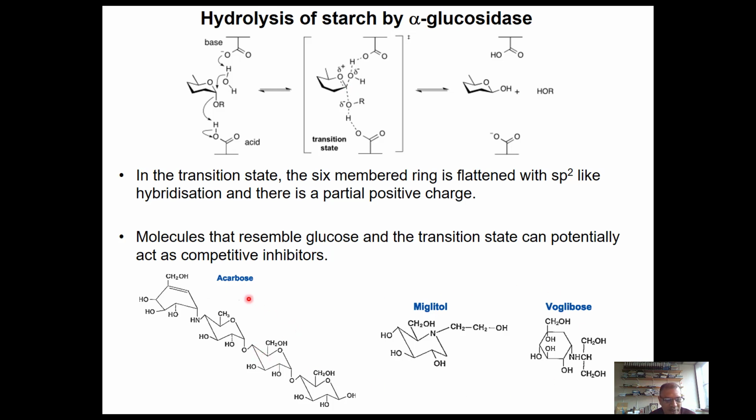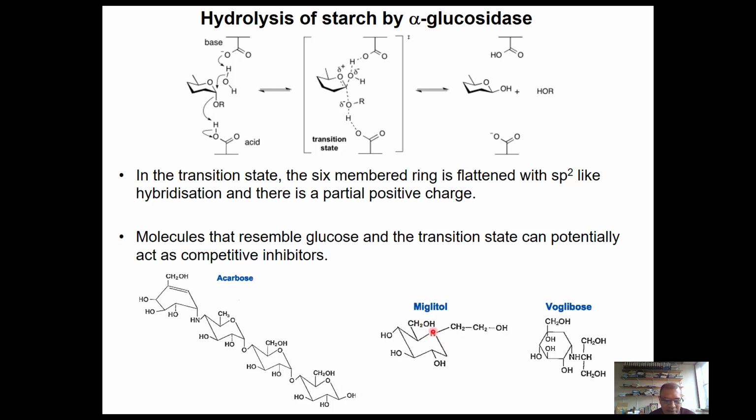The one that's clinically used in the UK is Acarbose. In addition, there's Miglitol and Voglibose. What you'll see in all three of these molecules is they do have a carbohydrate-like structure, so they kind of look like glucose. They have similar hydrogen bond acceptors and donors positioned in the same way as the starch substrate, and thereby can be recognized by the enzyme. They have additional features that aid in recognition.